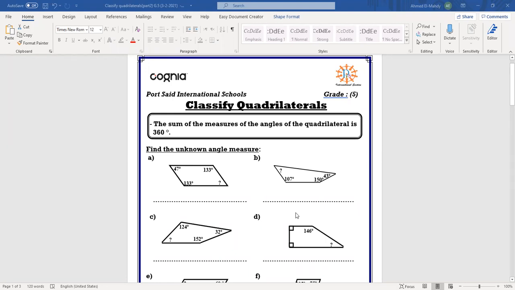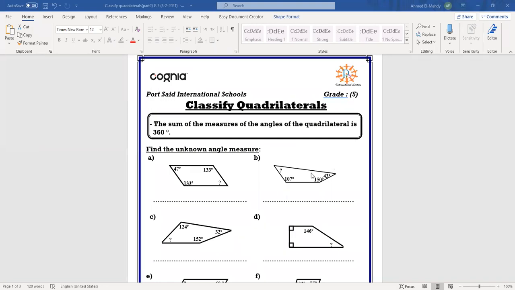Today, the same idea, but in the quadrilateral. In the quadrilateral, the sum of the measures of its interior angles must be 360. And to find the unknown angle measure, we subtract 360 minus the sum of the given angles. The same idea, but we use 360. And also, if you have a parallelogram or a rectangle, we can use its properties. In the parallelogram, for example, if we have a missing angle, this angle equals the opposite one. We can use this idea to find the unknown angle.